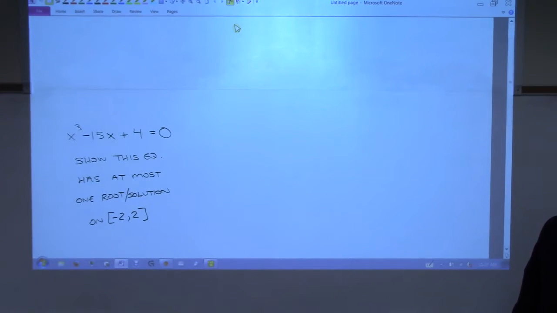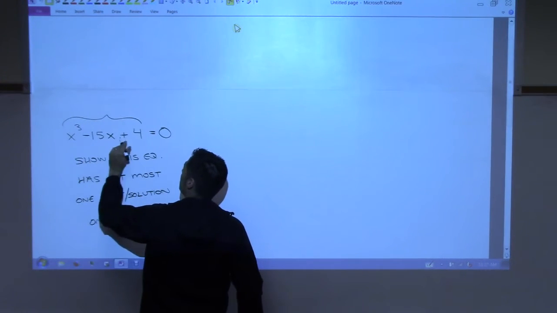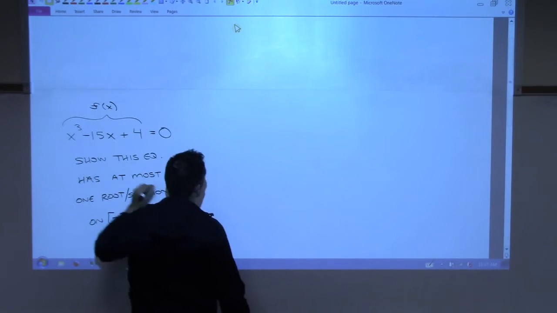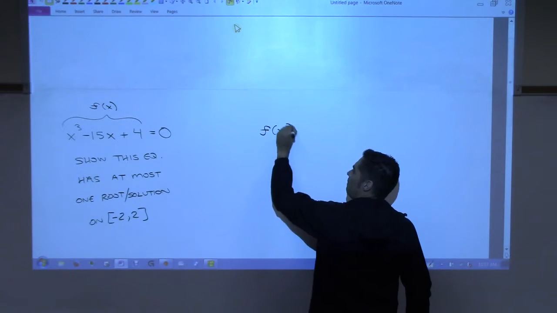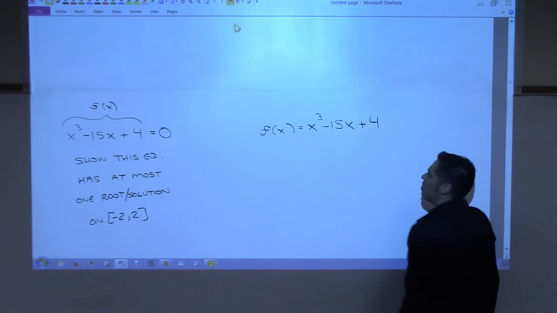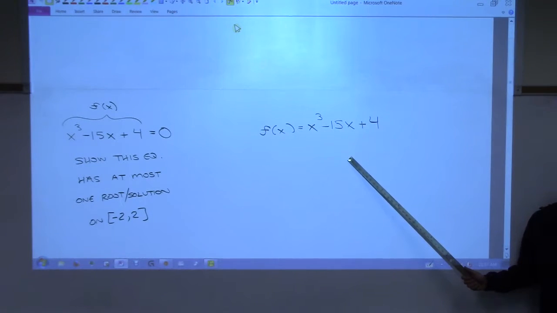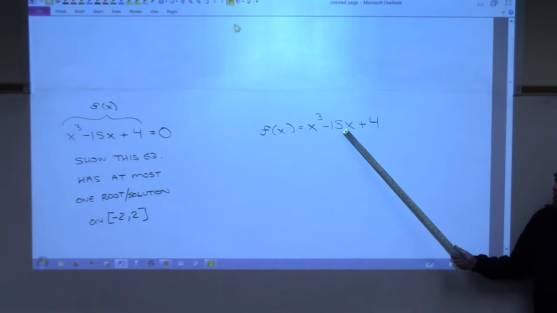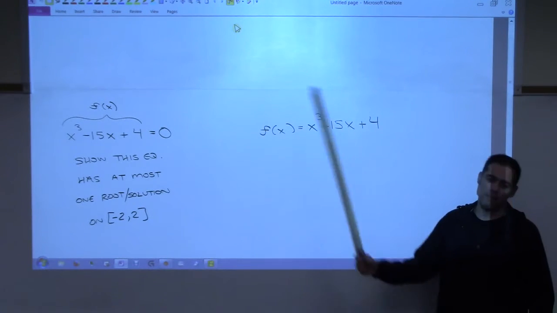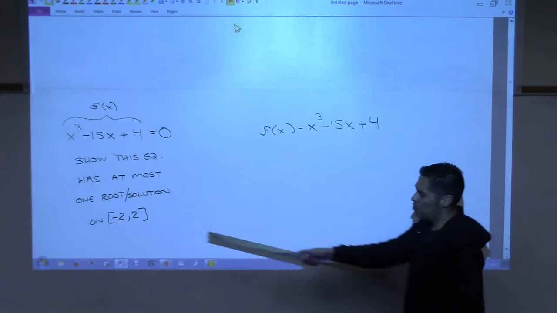So the way we would do this is as follows. Let's take the left-hand side of this equation, since it's set equal to 0. Let's call that f of x. So I'm going to define a function, f of x equals x cubed minus 15x plus 4. And what I'm basically saying is, where are the x-intercepts of this graph? Do y'all agree? Because if I said find the x-intercepts of this, what would you do? Set it equal to 0. So this is just the backwards statement of this. So I'm looking for the x-intercepts of this, but I'm only looking at it between -2 and 2.